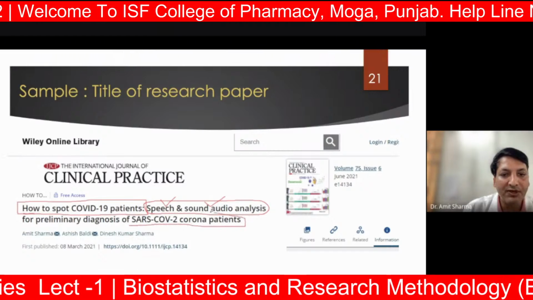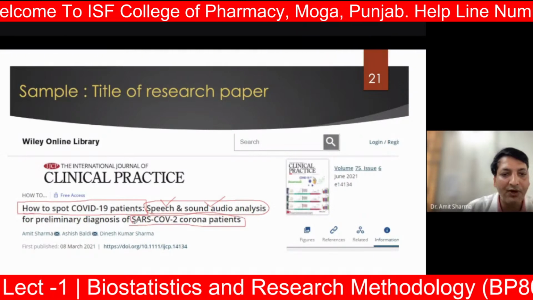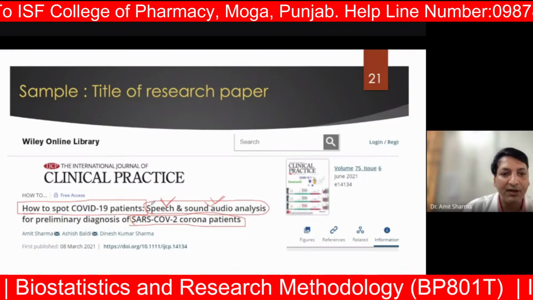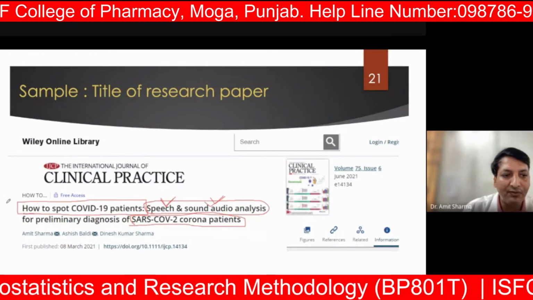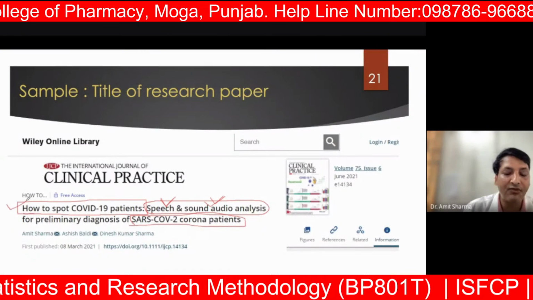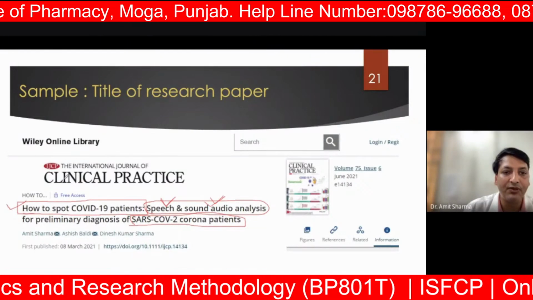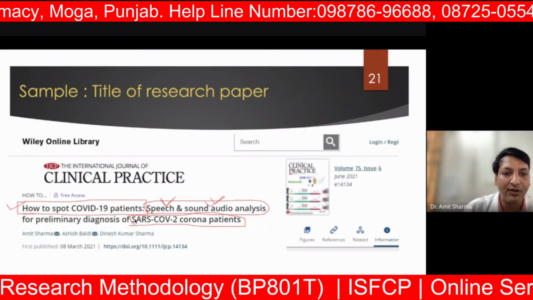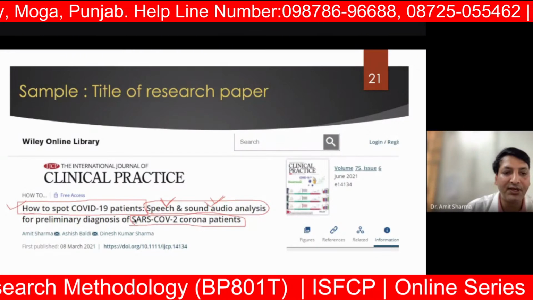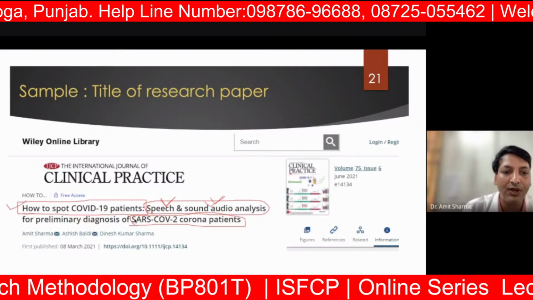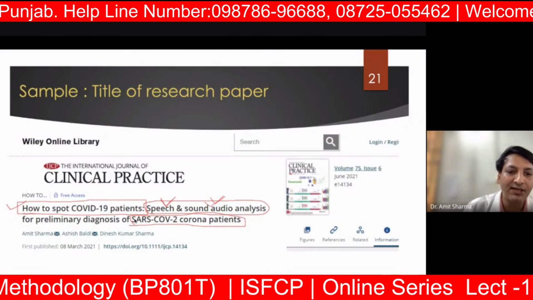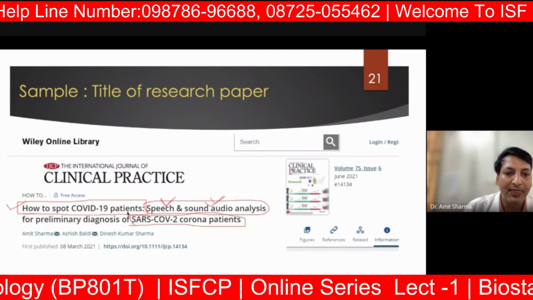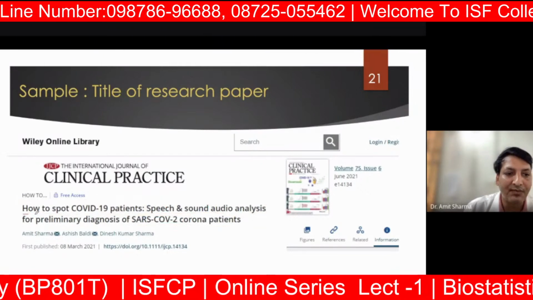So the type of population is what? The type of population is COVID-19 patients. I worked on speech and sound. But the title starts from what? Which kind of question will come into another person's mind. So how another person is going to look for the answer on Google, that one only I have kept as the title of the research work. So this is the example.